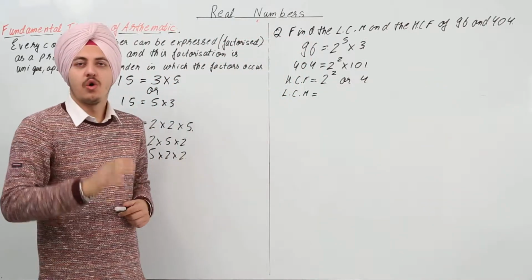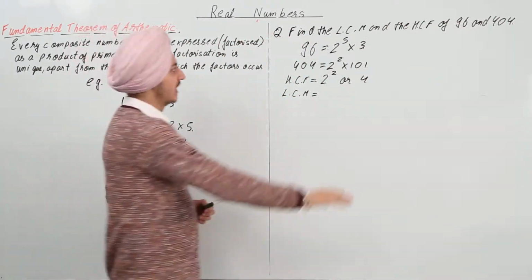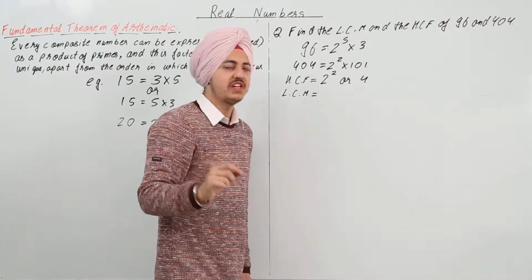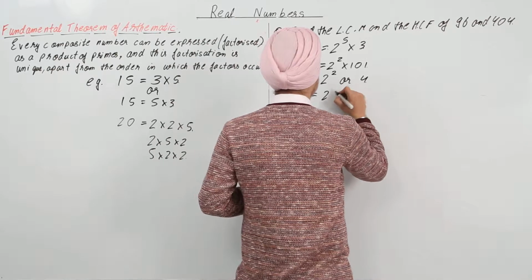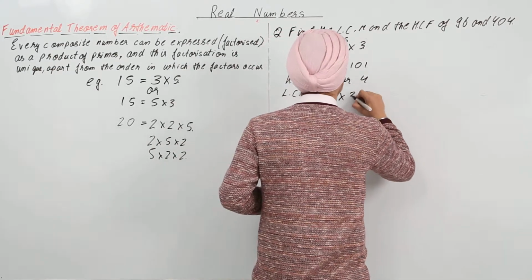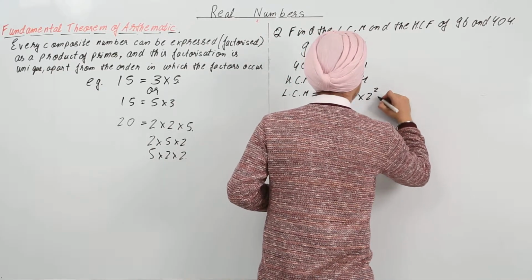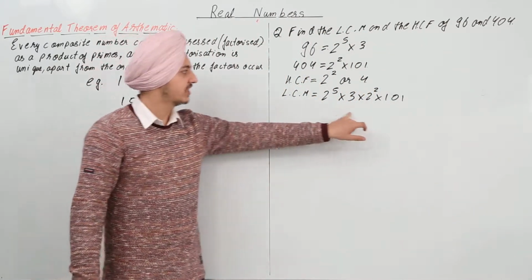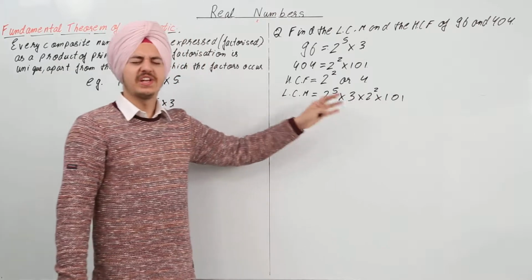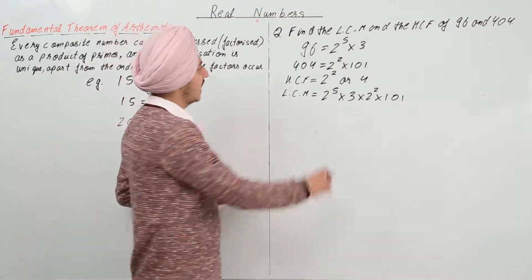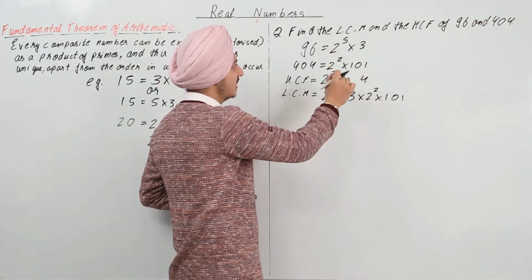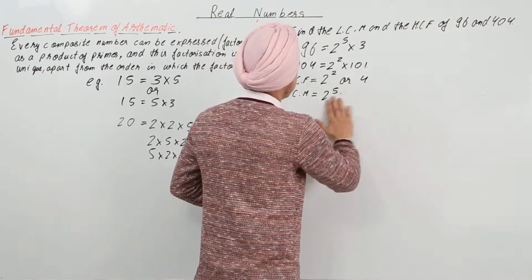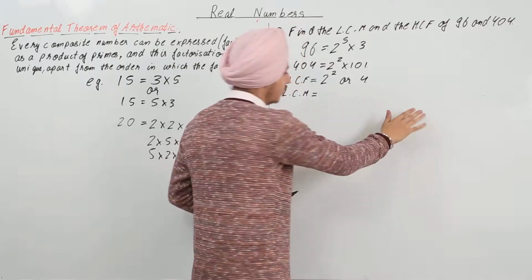For the LCM, write down everything that is there in this and then subtract; we have to write everything in multiplication, like 2 into 5 into 3 into 2 raised to power 2 into 101. Then we see if there is something common, we take that, we bring that out. If there is something common in this and this, we bring that out and write only the part that is remaining.